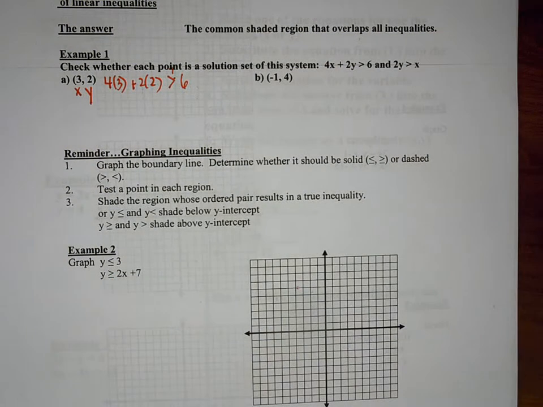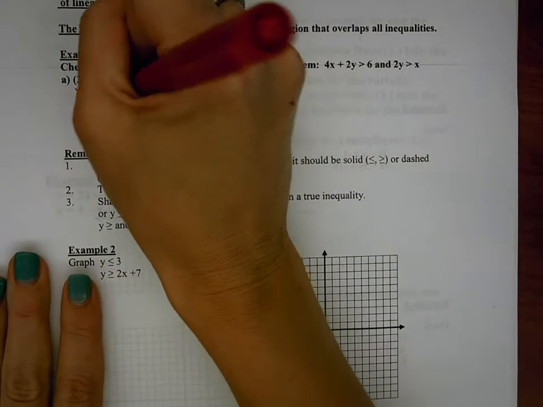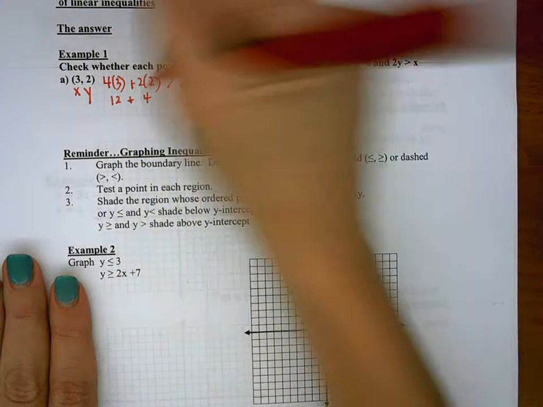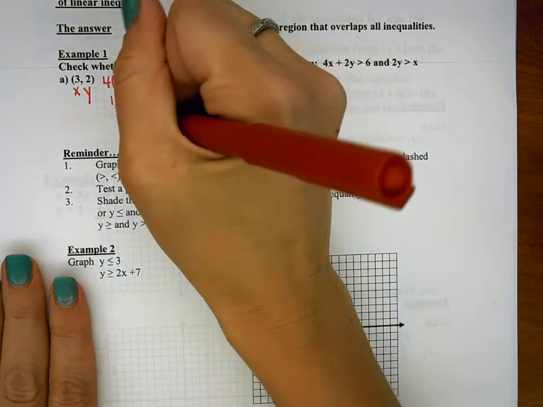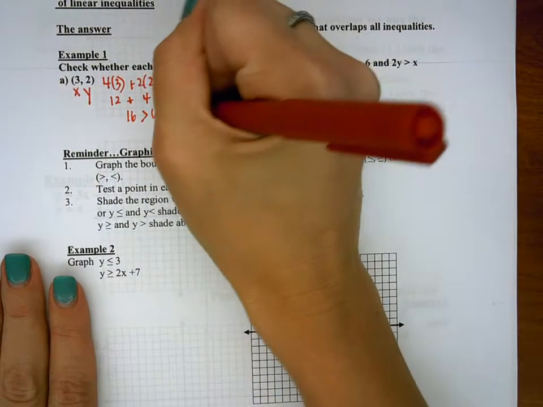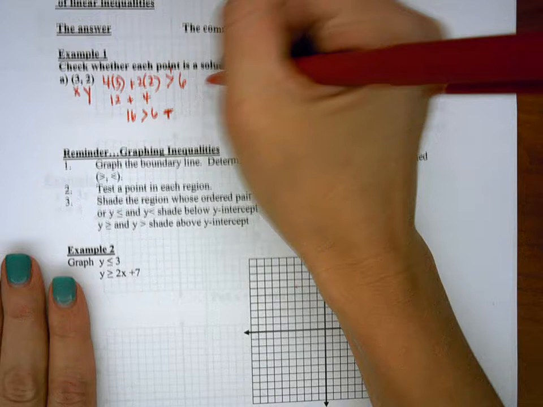What is 4 times 3? 12. Plus 2 times 2, which is 4. And 12 plus 4 is 16. Is 16 greater than 6? True. Okay, that one works.